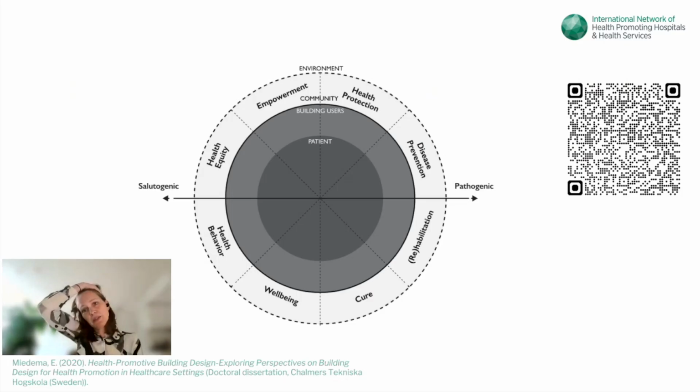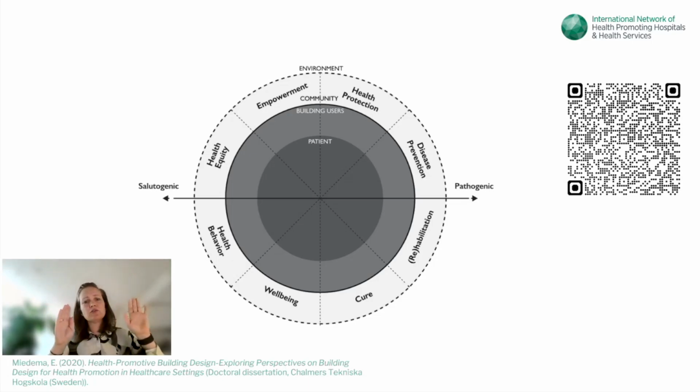And based upon my PhD research, I have developed a model to sort of understand the different components to that. So first of all, the circles, they kind of represent the focus of the healthcare organization and the building design. Is it focused just on patients, like the darkest circle, or is it looking to the range of building users, so staff and visitors as well? Is it looking maybe at the community, so the environment, the people that live around, or is it also looking at the planet or the environment?